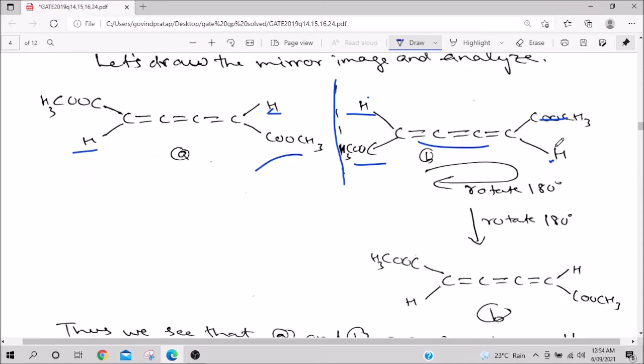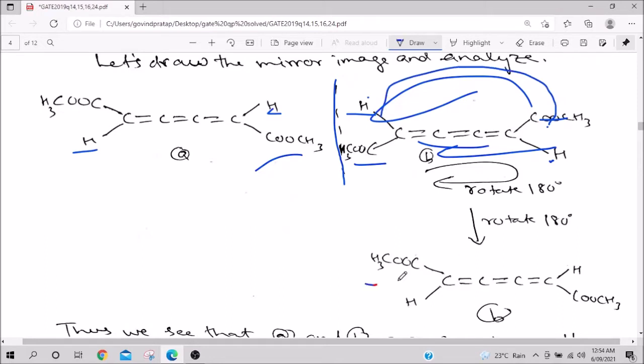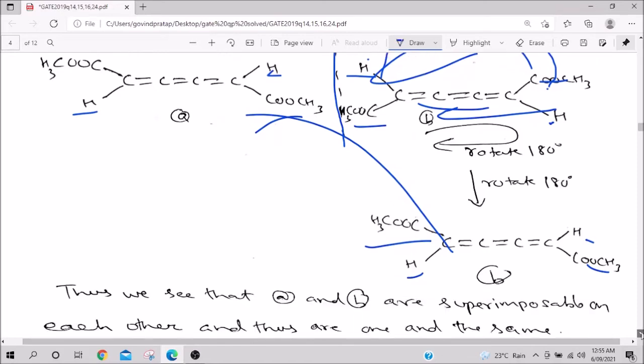If you rotate it 90 degrees, 180 degrees like that, I am catching this COCH3 and pushing like that. So this COCH3 comes here, this H comes here, and this one has moved here and here. So you can see that these two are superimposable on each other. So they were identical. So it is definitely not optical isomers, right?